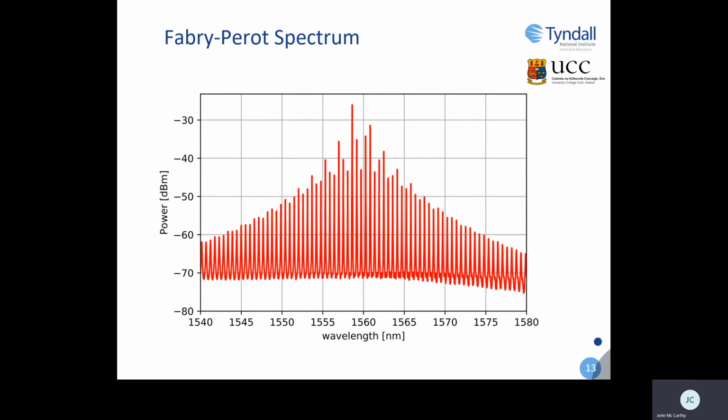Here's a typical spectra of a Fabry-Perot. As you would expect in terms of side mode suppression ratio, it's almost non-existent, maybe 5 decibels at most, but you do see a certain range of wavelengths being amplified, but this is caused by the gain media itself.